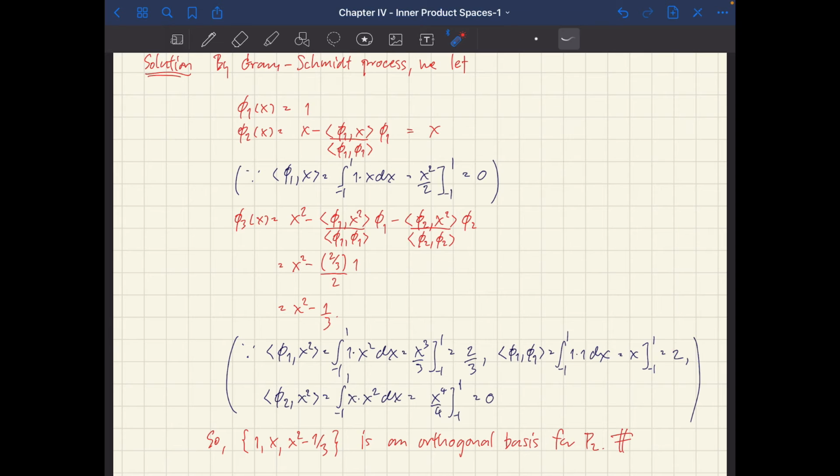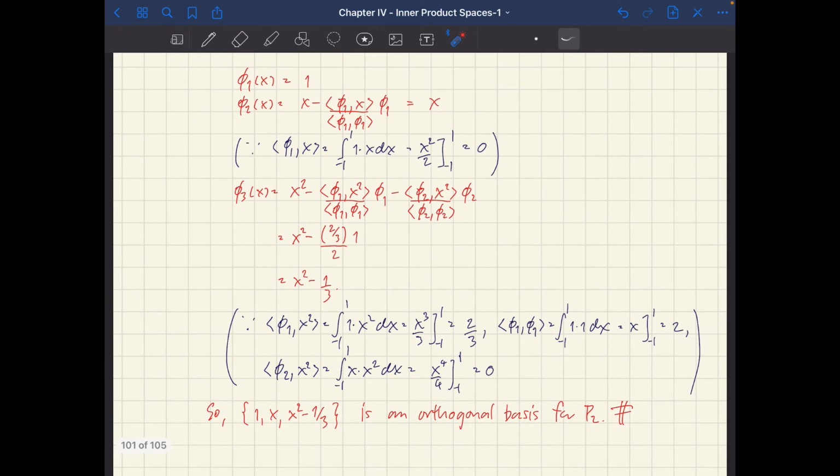And the last one, the inner product of phi 2 and x squared is the integral of x cubed, and we evaluate from minus 1 to 1, and the formula for the integral of x cubed is x to the power 4 over 4. Evaluate from minus 1 to 1, and this one equals 0. Okay, so that's why we obtain that phi 3 is equal to x squared minus 1 over 3. Okay, so by Gram-Schmidt we obtain that this set is an orthogonal basis for P2.